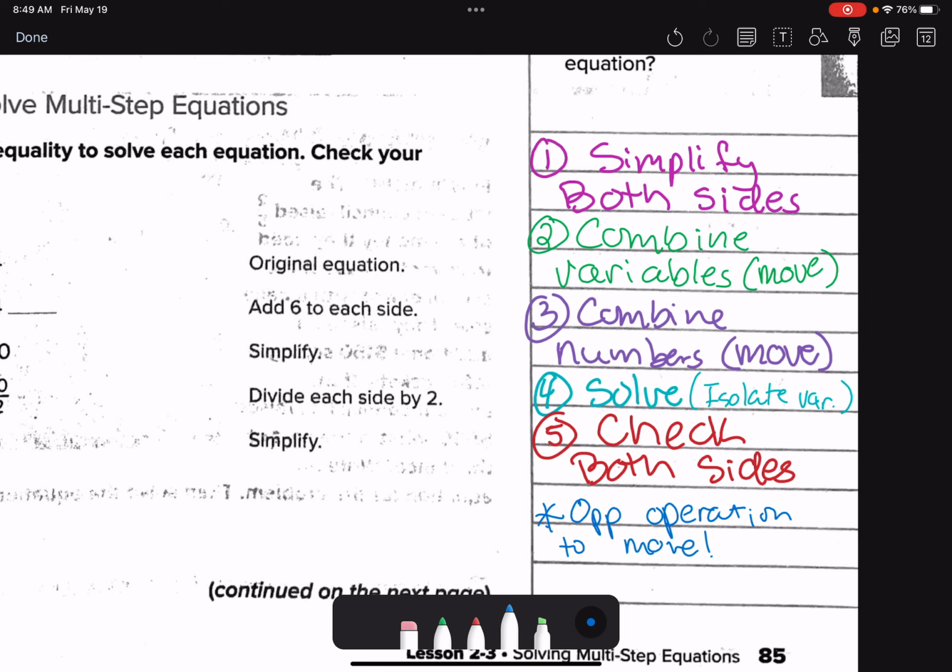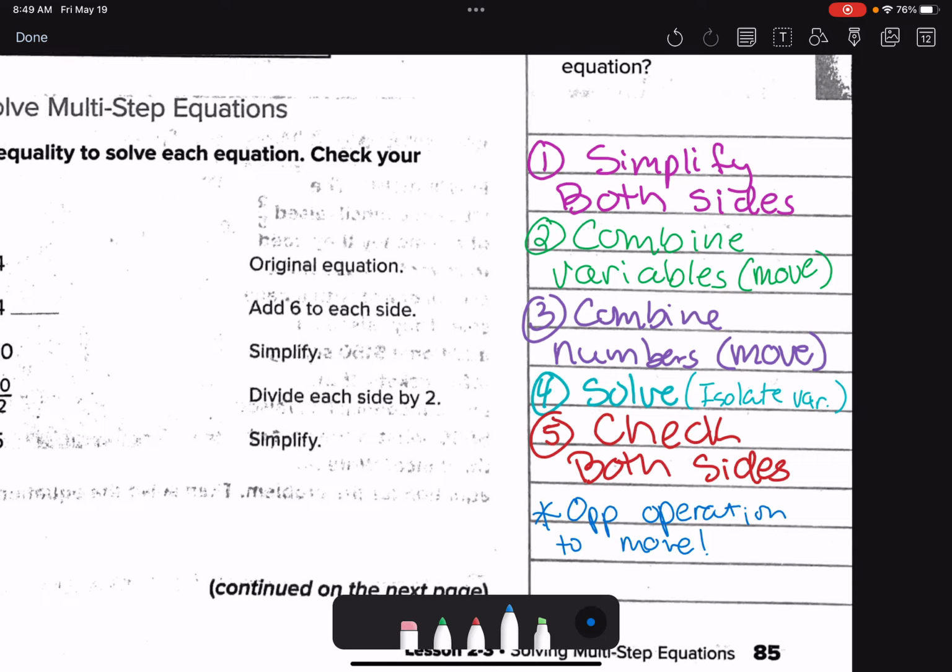Step number 4 is solve. Isolate the variable. Your goal is to get the variable alone and positive. And then the last thing you guys should all get in the habit of doing is checking both sides to make sure you are correct. And as a reminder, when I say to move or combine them together, when you're moving to the opposite side, you do the opposite operation. This only applies when you are moving a number or a variable over to the opposite side.